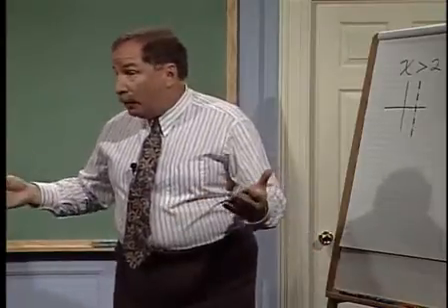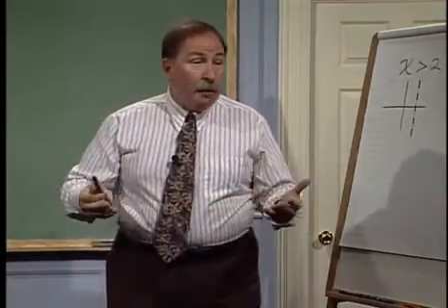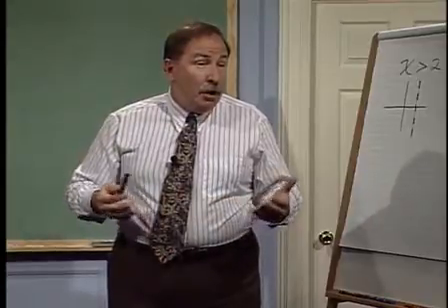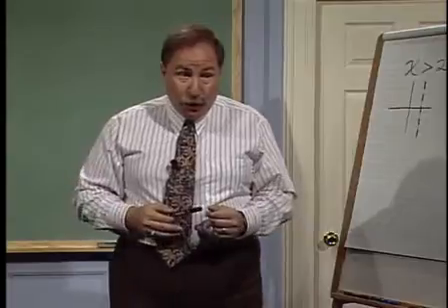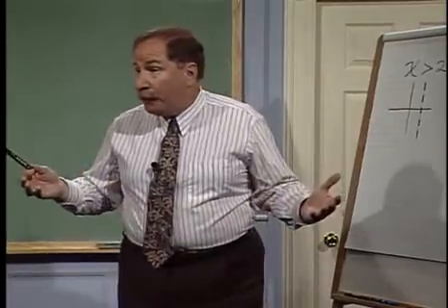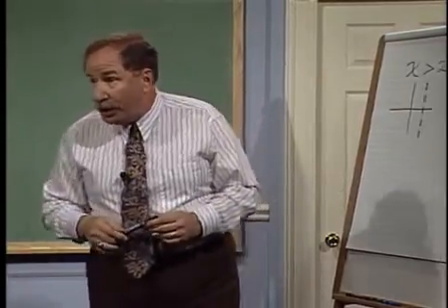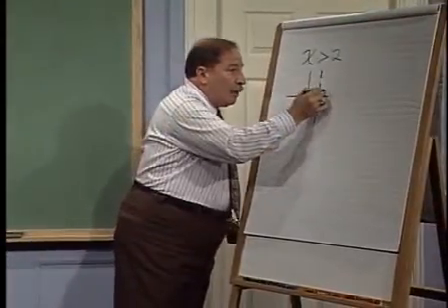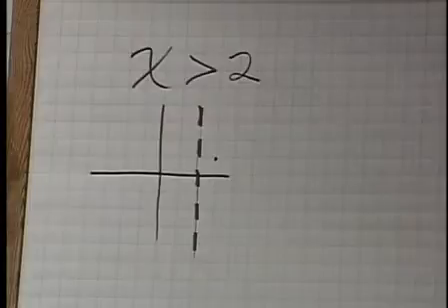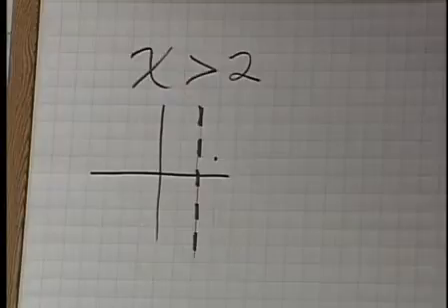Y could be any number. So, for example, an ordered pair that would work might be 3, 1. Right? X is 3. 3 is greater than 2. Y could be any number. Y is 1. Let's plot the point 3, 1 and see where it is. X is 3. Y is 1. There's a point that should be in the shaded region. That should give you a hint as to where the shaded region is.